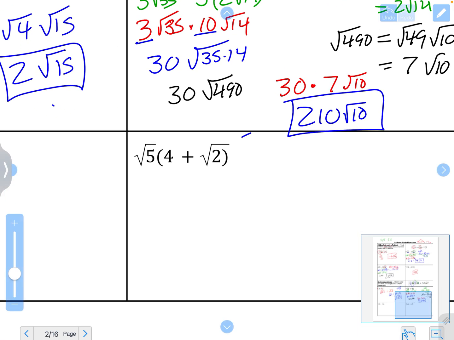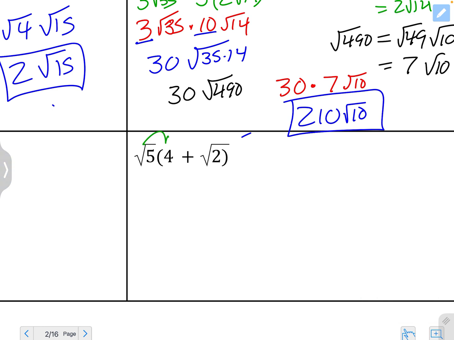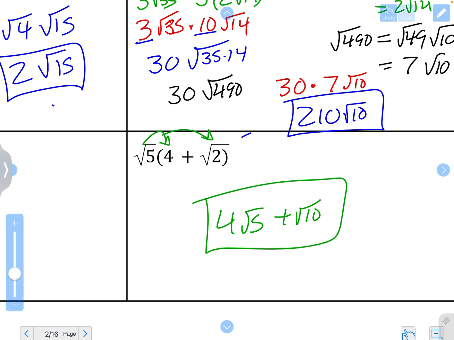All right, this one, we're going to distribute the square root of 5 through the parentheses. And so we're going to multiply the 2, and I want you to pause the video and do this on your own. And our correct answer should be 4 square root of 5 plus the square root of 10. And because we cannot simplify 10, we cannot combine these two terms.